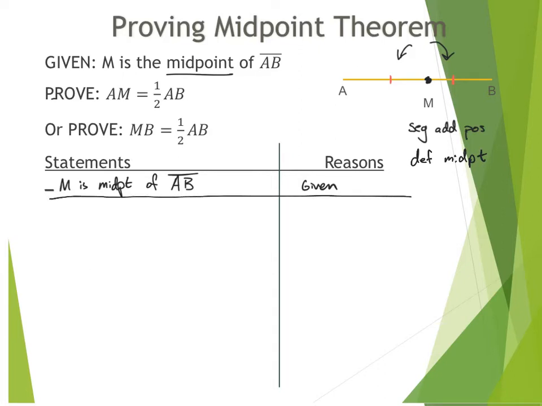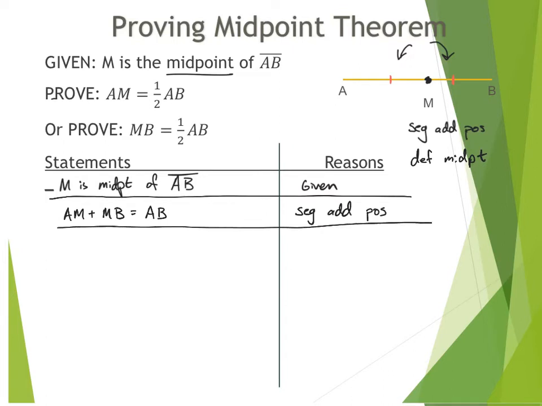Okay, so with that information, we should be able to at least get started. So I'm going to go ahead and put these in my proof just so that I have it. So I'm going to put in my segment addition postulate. AM plus MB is equal to AB. And this is segment addition postulate. All right, and then I have AM is equal to MB because of the definition of midpoints.